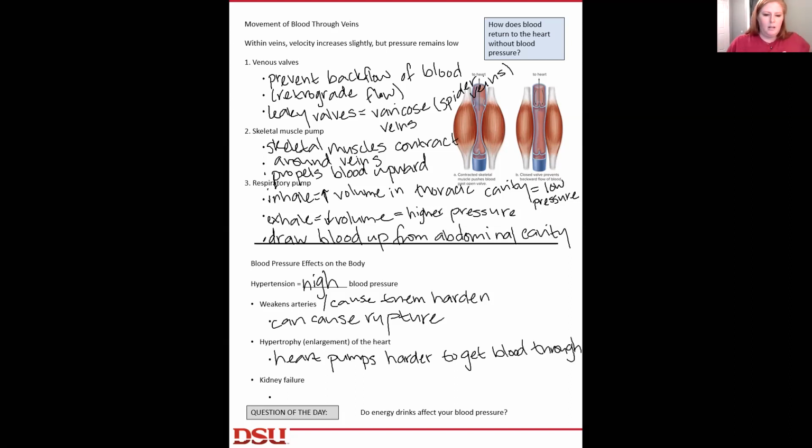Okay, so an enlarged heart. Kidney failure. Kidney failure can be caused when the arteries have hardened, which again we know means that they've lost a lot of the elasticity, but it also means that they've lost a lot of their ability to filter out blood, okay? And so the kidneys have to work a lot harder to be able to do that.